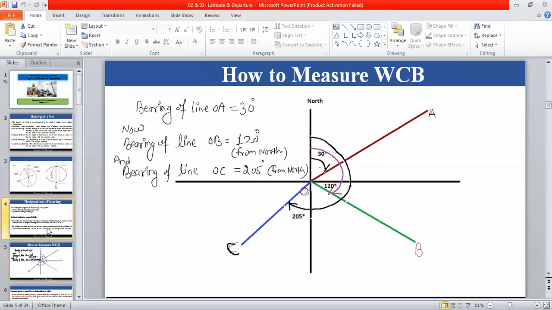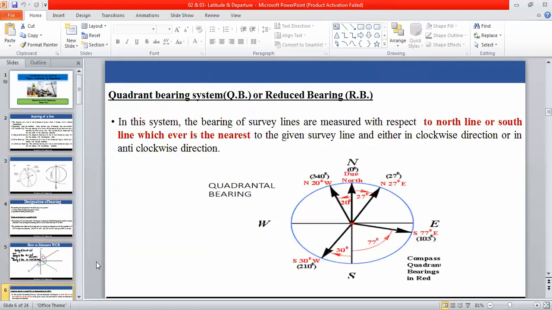Now we will move on to the second system, which is the quadrant bearing system. It is also termed as reduced bearing. In this system, the bearings of survey lines are measured with respect to north or south, whichever is nearest to the given survey line, and either in clockwise direction or in anticlockwise direction. Alright, what we have seen is that in the reduced bearing system, first we have to see whether the survey line is close to north or to south. And after that, we will measure the angle from that pole.